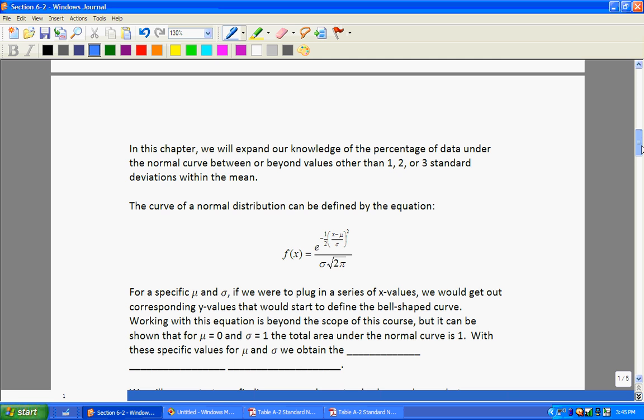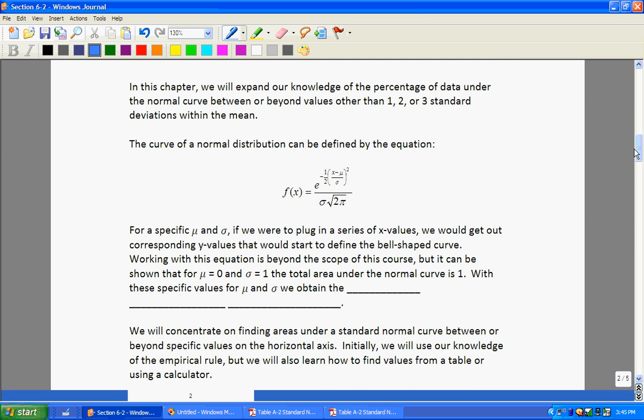Okay. Now in this chapter, we're going to expand our knowledge of the percentage of data under the normal curve, as I just talked about, beyond values rather than just 1, 2, or 3 standard deviations within the mean. That curve that we see, that nice smooth curve of the normal distribution, can be defined by the following equation. f of x equals e to the power -1/2 times the quantity x minus mu over sigma, squared, divided by sigma square root of 2 pi.